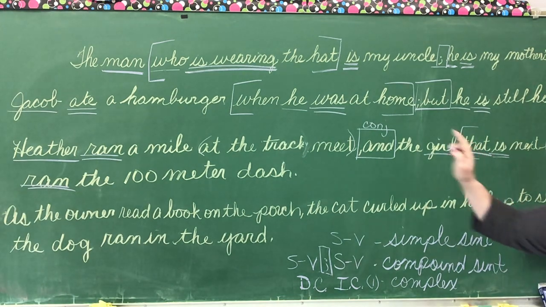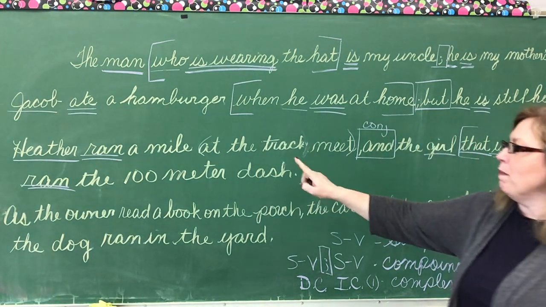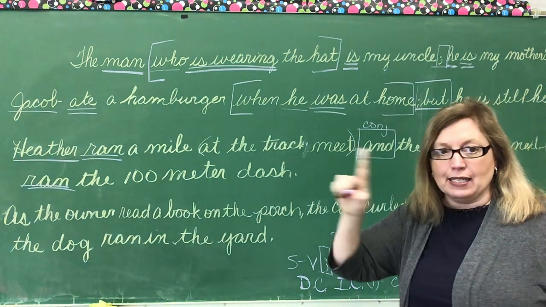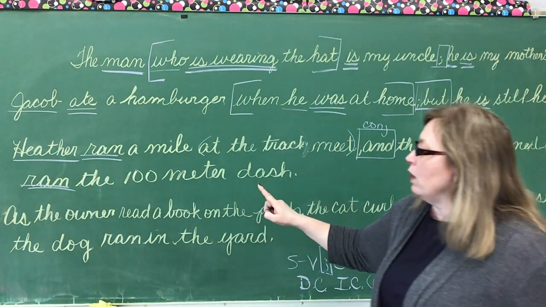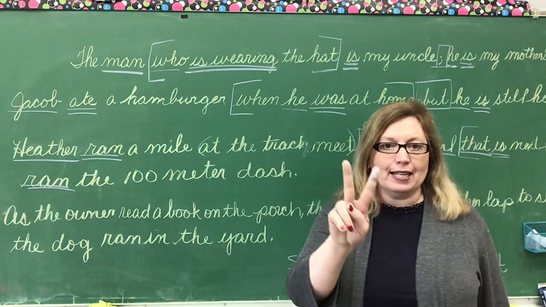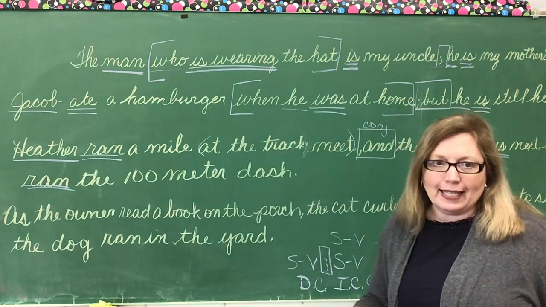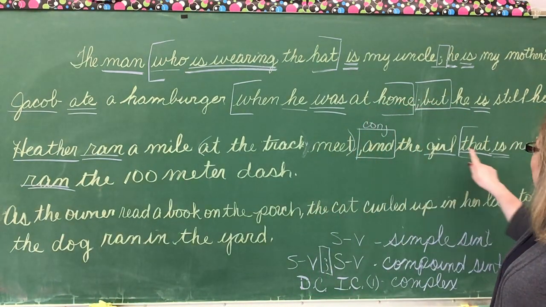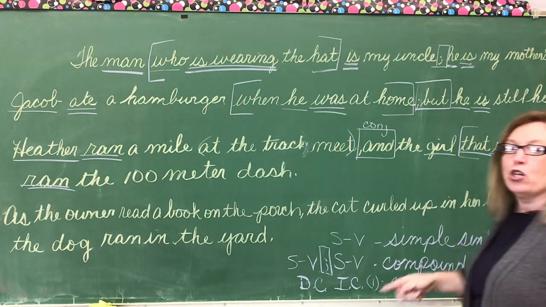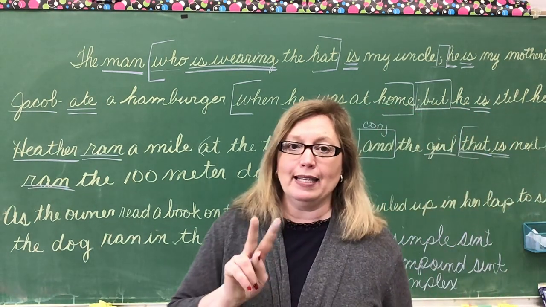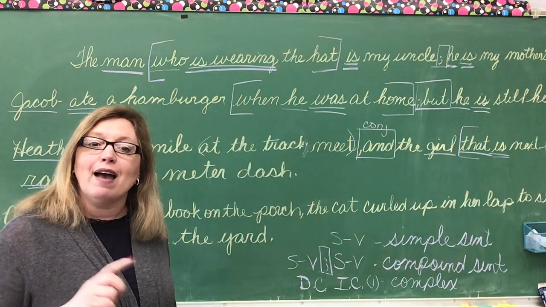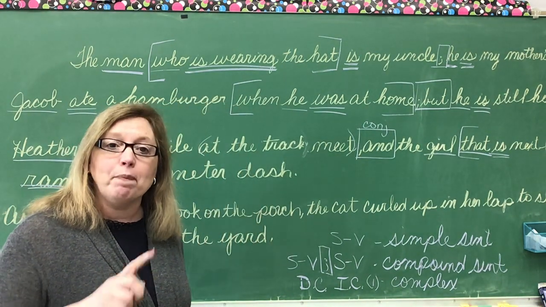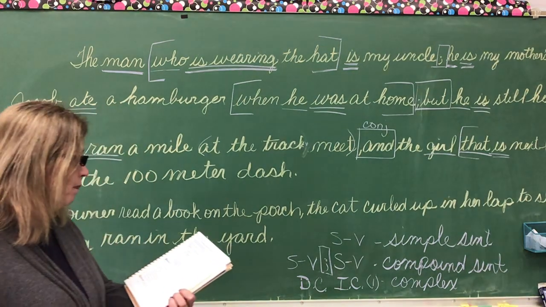All right? Heather ran a mile at the track meet. That is sentence number 1. The girl that is next to her ran the 100-meter dash. That is sentence number 2. Our dependent clause is that is next to her. So I have 2 independent clauses, 1 dependent clause. So I have a compound, complex sentence. Look at the next one.